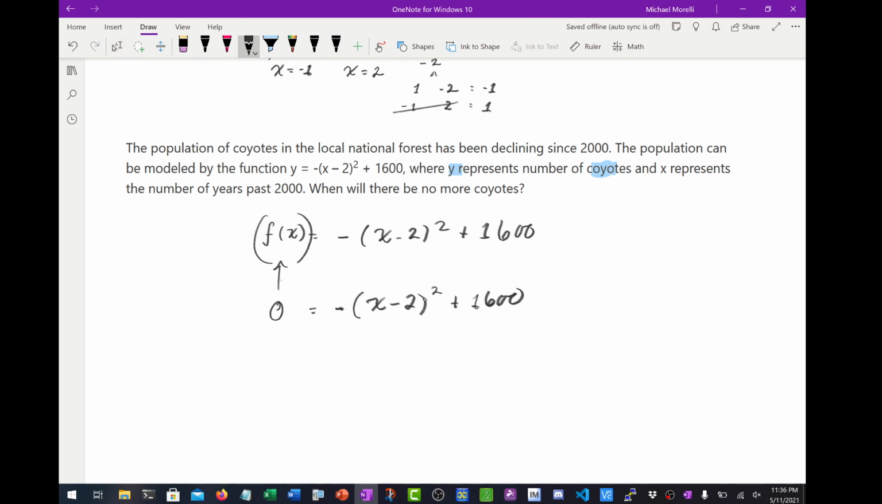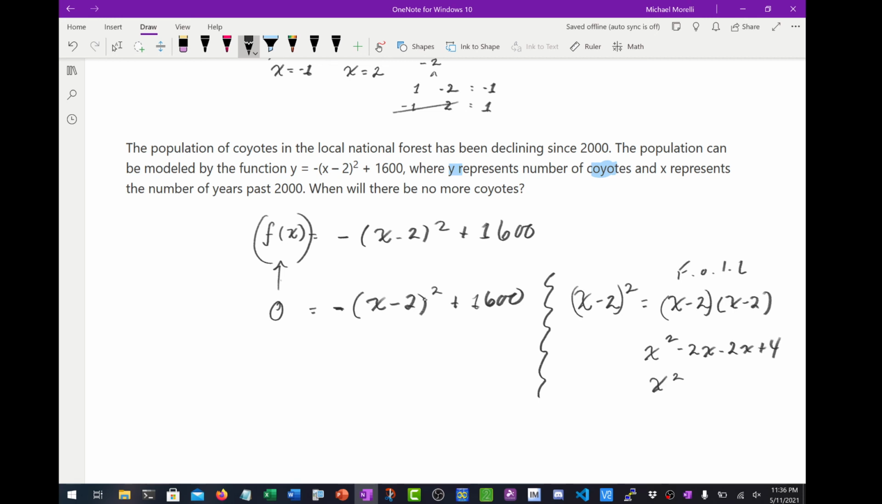So we leave this negative alone, and we're going to just focus over here in side work on expanding x minus 2 squared. So remember, that's equal to x minus 2 times x minus 2. We can use FOIL. First, outer, inner, last. X squared minus 2x minus 2x plus 4. It's x squared minus 4x plus 4.